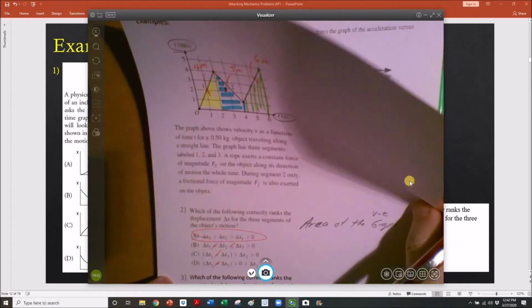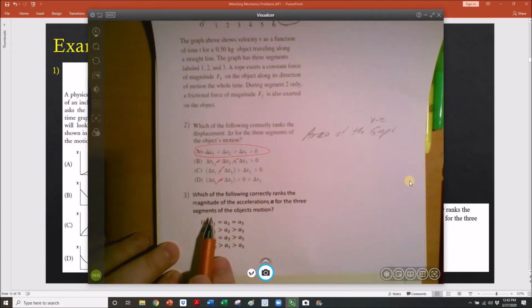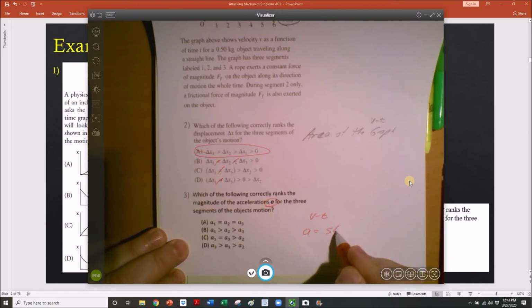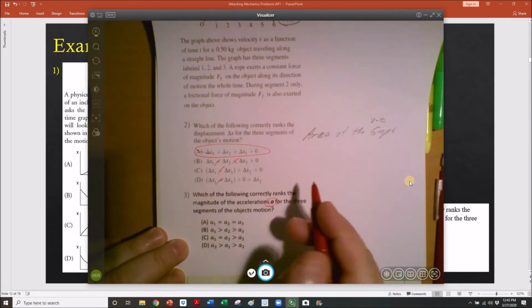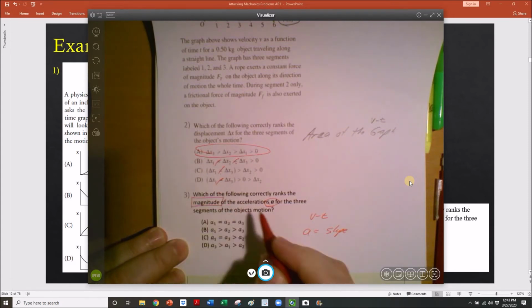All right, our last one. We are looking for which one correctly ranks the magnitude of the accelerations, A, for these 3 segments. Okay, so this is a velocity time graph. So the acceleration equals the slope. Now, a key thing, very, very key, is that it's asking for the magnitude of the acceleration. Remember, magnitude is like absolute value. So we don't care if it's positive or negative, just the size of the slope.